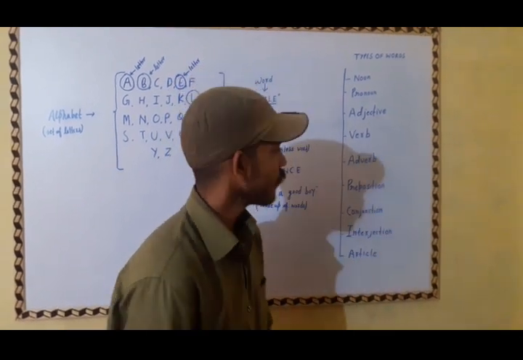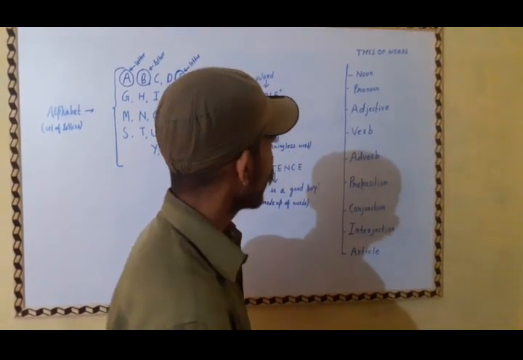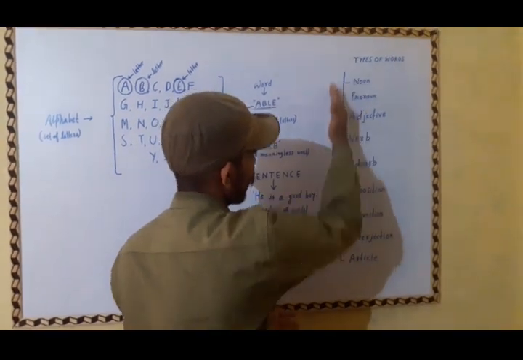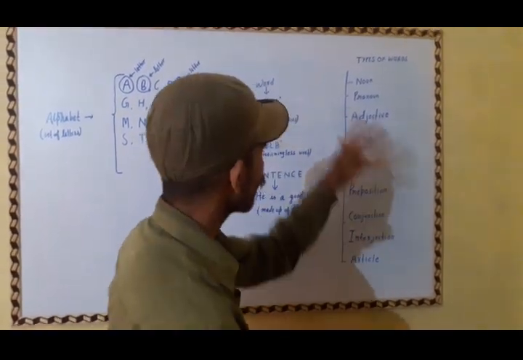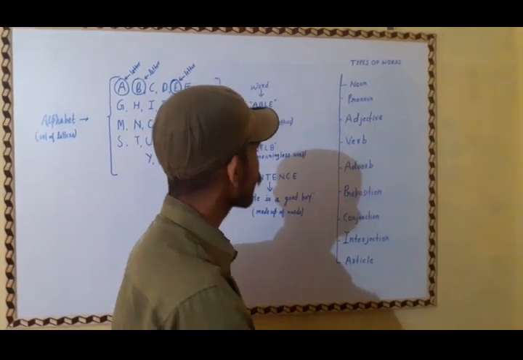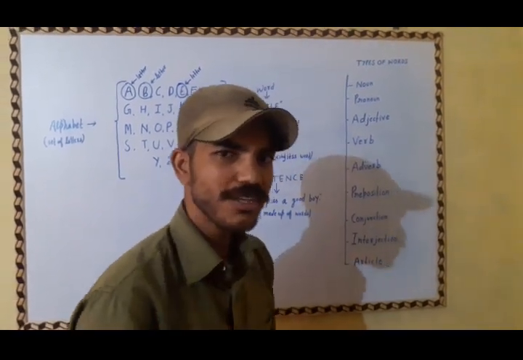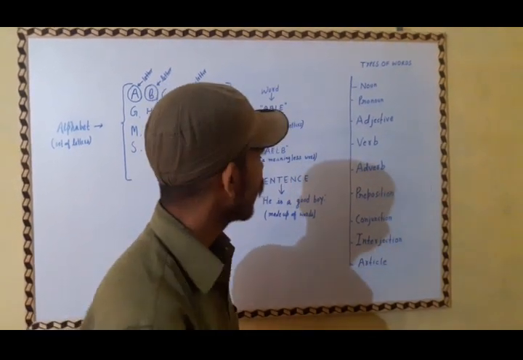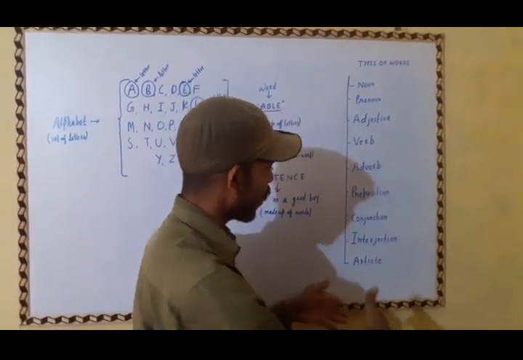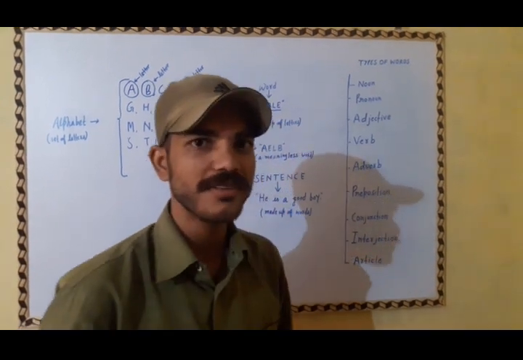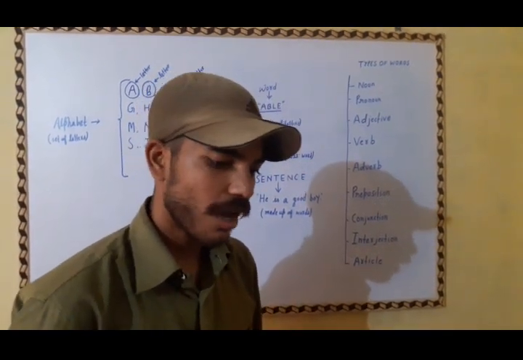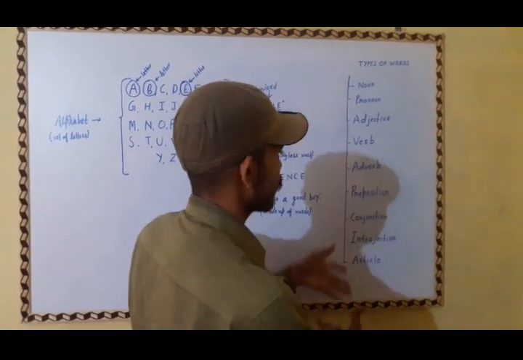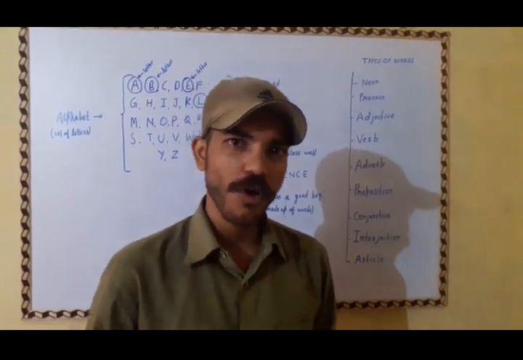So we will start with knowing these types of words. The first one is noun, the second one is pronoun, the third one is adjective. There is no proper order, you can put them in any order. I have written it just for the sake of convenience. All the words that are there in an English dictionary can be divided into these 9 types, because language is made up of words.